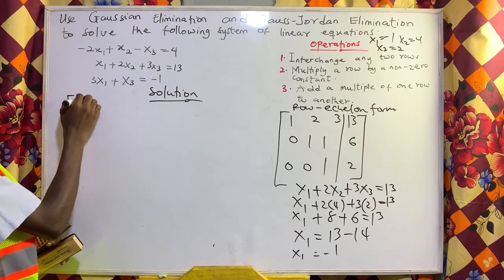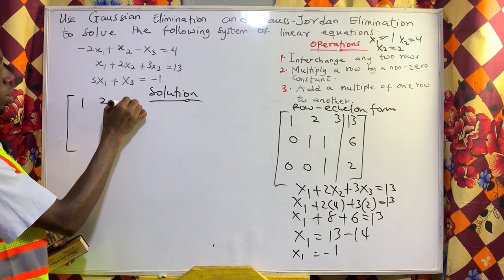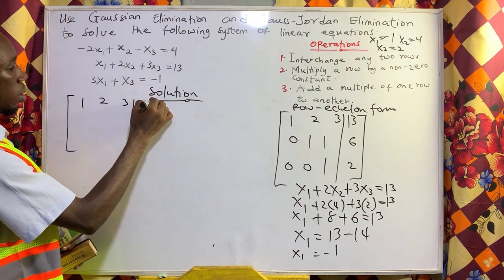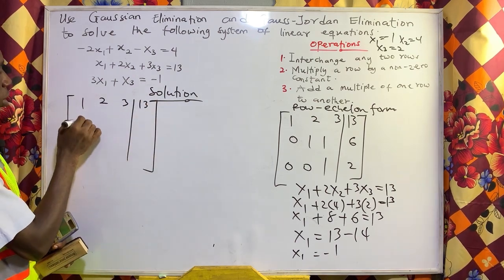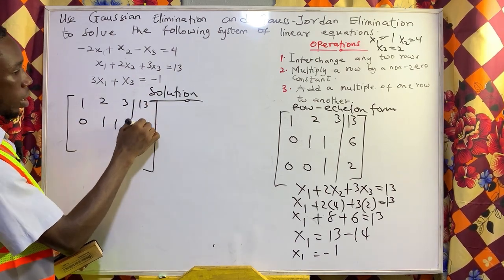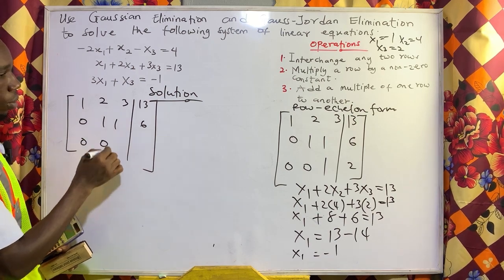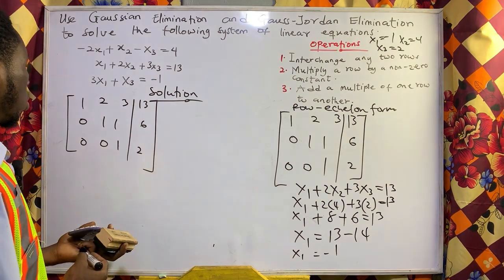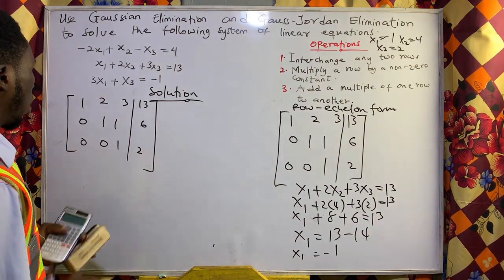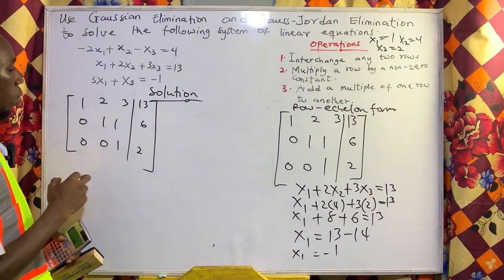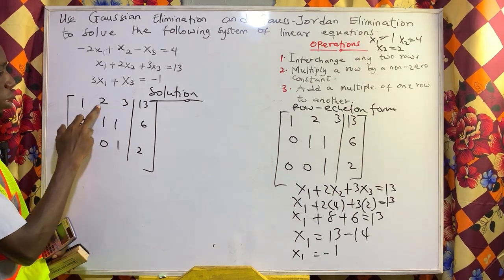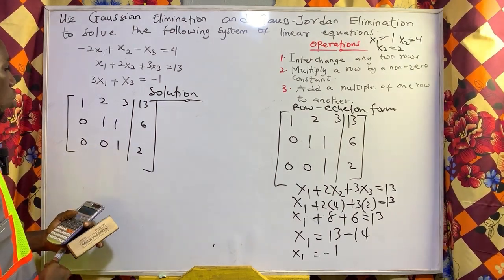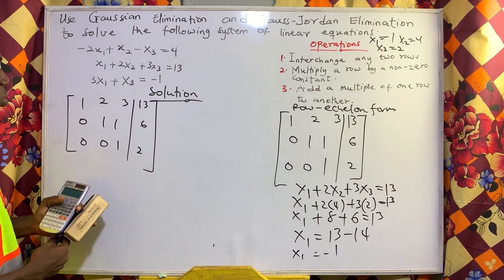So we have 1, 2, 3, 13. Then we have 0, 1, 1, 6. We have 0, 0, 1, 2. For the reduced row echelon form, you want to make this value here 0, and you want to make this 0 as well. So how are we going to do that?